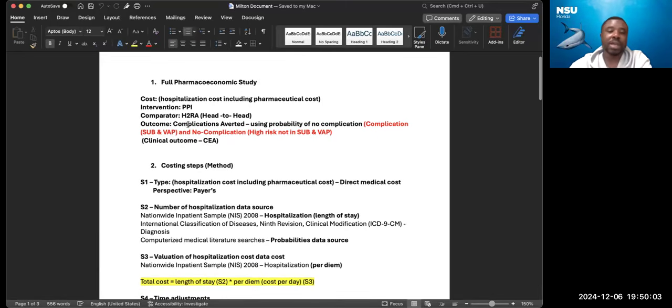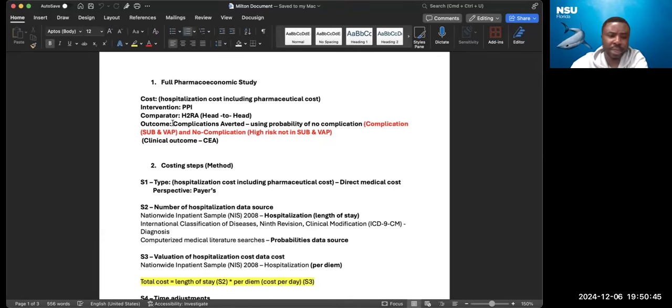Now the outcome was complication averted. This can also be stated as complication prevention. In the beginning I said the study was done in patients who were at high risk of developing stress ulcer. So we give them prophylaxis, and then we check those that did not develop the complication of the stress ulcer bleeding. So the outcome was complication averted. And then in the study, we'll get there, not yet, but in the study, they used probability of no complication as their outcome. We'll get there and I'll show you what I'm talking about.